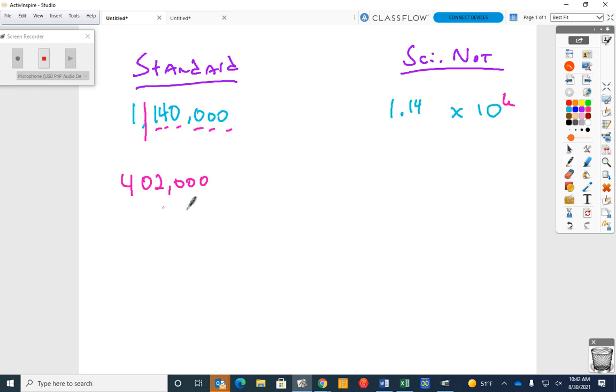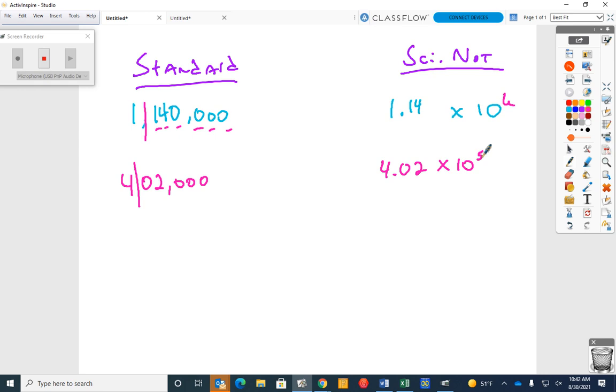Well, what's the first number I see from left to right that's not a 0? 4. Point, but now I'm not going to put 4.2 because that would not be correct, would it? What am I going to do? 4.02 times 10. How many digits? To the 5th power. Give me a thumbs up if you understand what that means now.